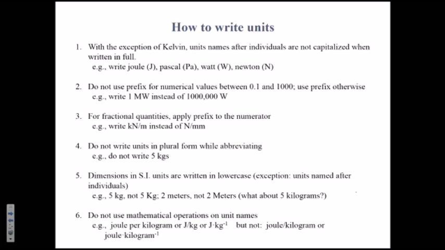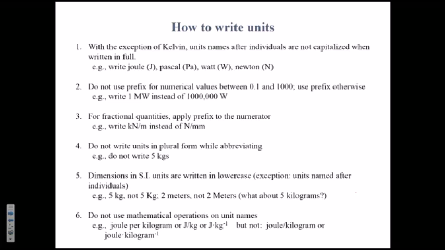What about 5 kilograms? Is that okay? What about this? Can we write 5 kilograms like that? Yes, that's fine, right? Because you're not abbreviating. So since you're not abbreviating, you can write like this. So this is the same as something like this. So meters is fine. Don't use mathematical operations on unit names, right?